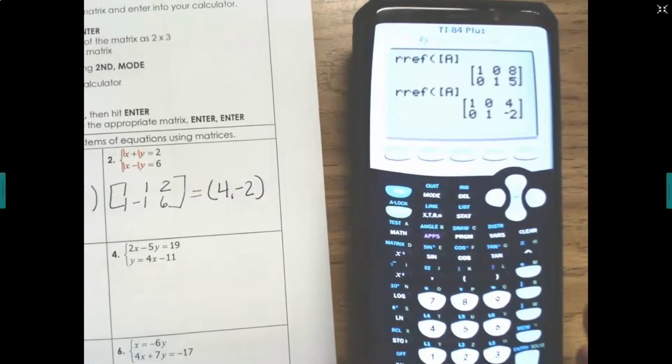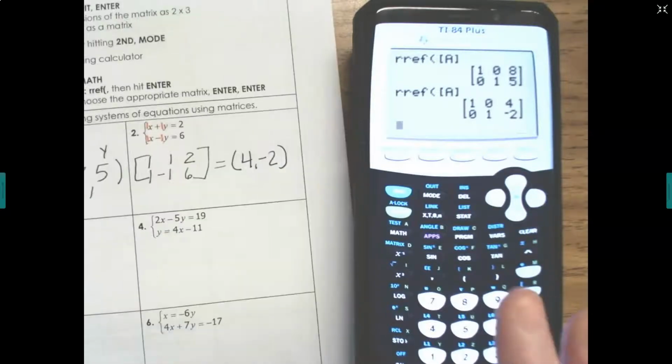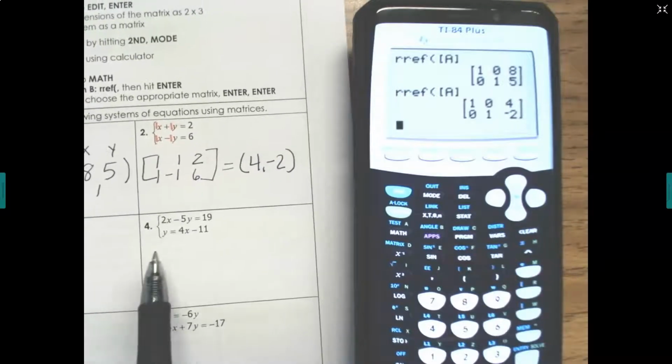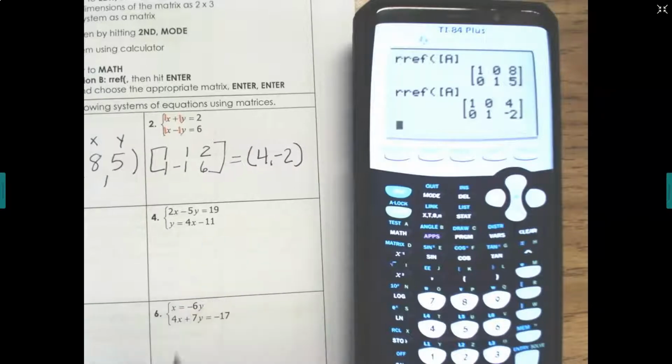So we could solve this using elimination, we could solve this using substitution, we could solve this using graphing, but our matrices helps us solve it a different way. It's just another way of solving them. All right, there are a couple things that we have to be cautious of. One of them is you will not always be in standard form. You got to have x and y on the same side in order to use the matrices.